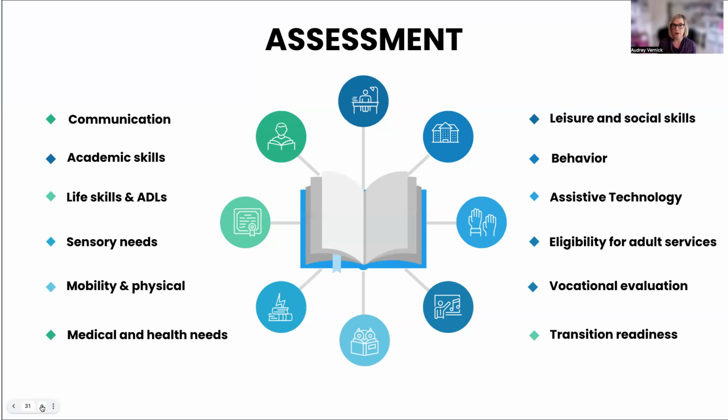Really, really important regardless of the level of impairment. That transition readiness, that vocational evaluation, self-determination, all of that is very important to tease out. We want to look at situational assessments as well, and it might not be looking at it for a career placement, but for what's the appropriate adult setting that they're going to be in.